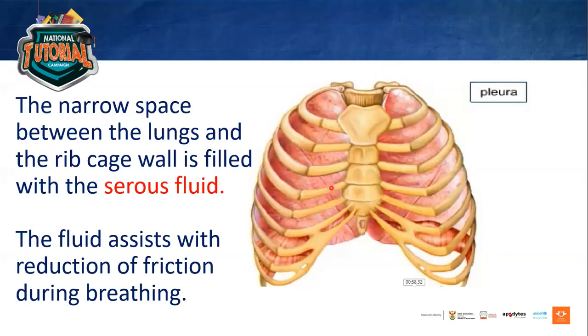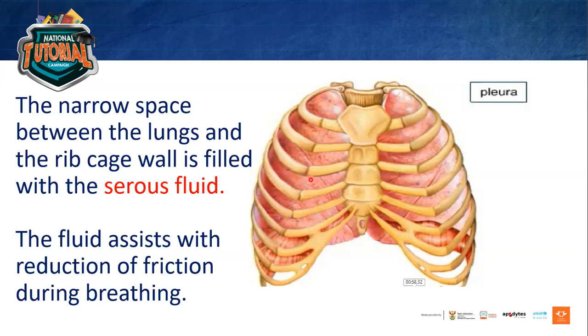And then there's also now a narrow space between the lungs and the rib cage wall. So that narrow space between that membrane is filled with serous fluid. This serous fluid will assist with the reduction of friction during breathing. You see that liquid, it ensures that it's smooth. Even when the breathing movement occurs as you breathe in and out, the friction could occur. But because of the fluid that is there, the process of breathing occurs smoothly. It's very smooth and it's not affected negatively because of that fluid.